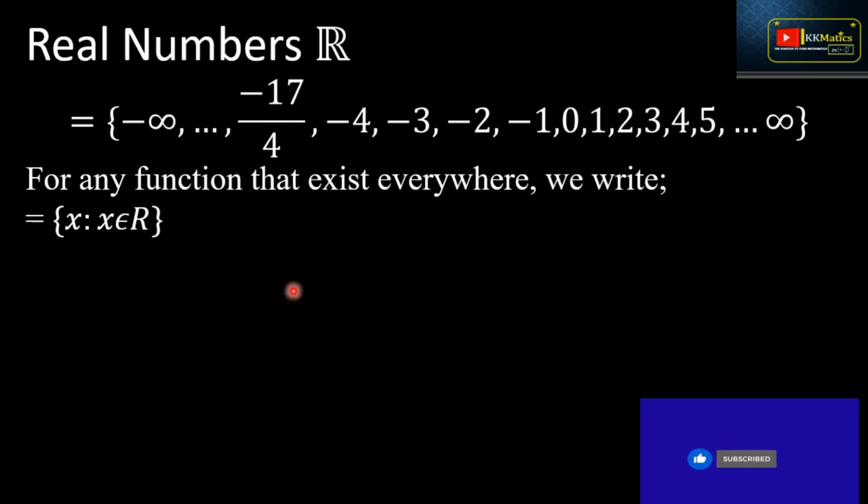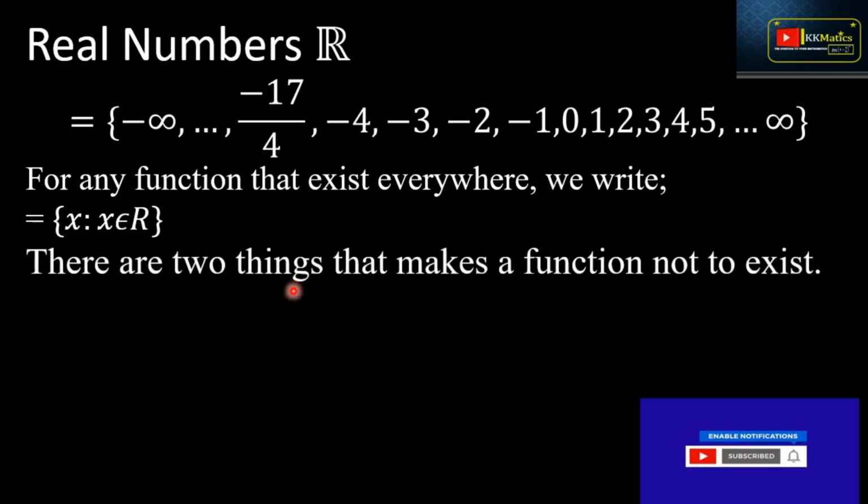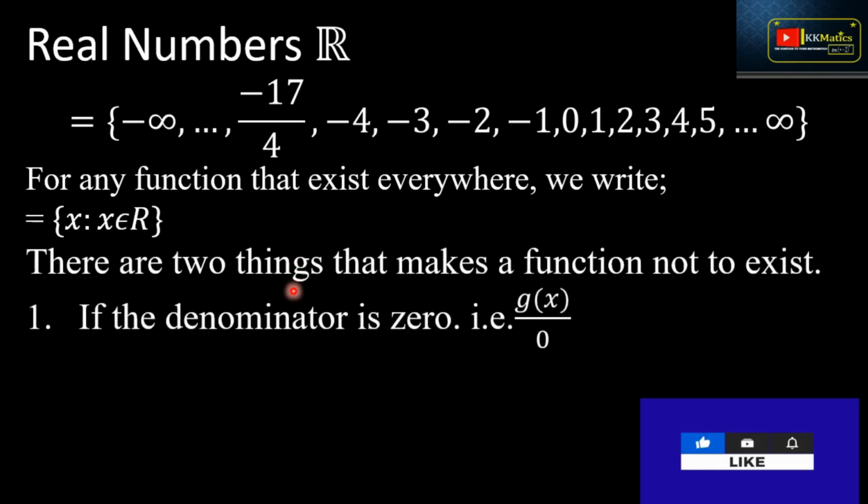That being said, there are two things that make a function not exist. The first one is if the denominator is 0. You can try punching this on your calculator. If you punch an integer or a real number and divide it by 0, the answer the calculator will give you will be marked error. That's because it doesn't exist. There is nothing as such.